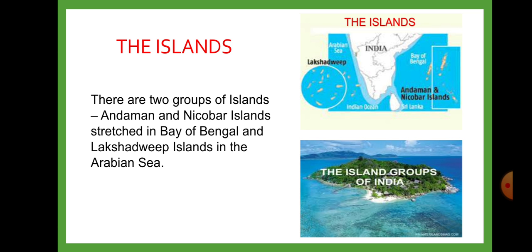Now, after the coastal plains, let us see about the islands. See the India map. On either side of it lie the islands. There are two islands. In the eastern side, you can see the Andaman and Nicobar Islands in Bay of Bengal, and on the western side, Lakshadweep Islands in the Arabian Sea. Now, coming to the explanation, there are two groups of islands, Andaman and Nicobar Islands stretched in Bay of Bengal and Lakshadweep Islands in the Arabian Sea.